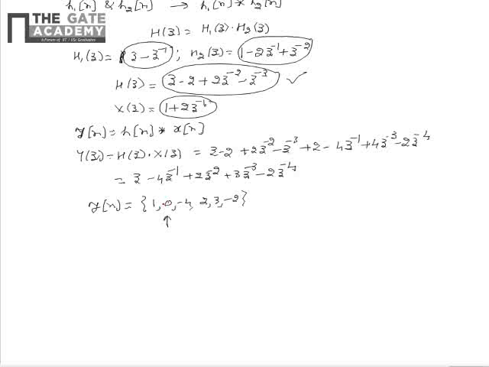From this we see that the correct option which represents the output of the cascaded LTI system is D.